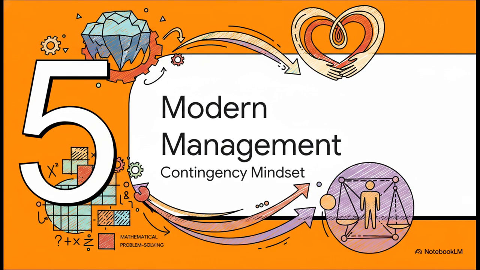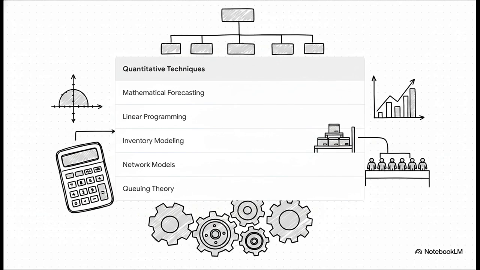Let's move to our final swing of the pendulum, Section 5, Math and Modern Management, the contingency mindset. Following the mid-20th century, we see the rise of quantitative or management science. This school focuses heavily on using mathematical techniques for problem solving. We're talking techniques like mathematical forecasting, linear programming, inventory modeling, network models, and queuing theory.